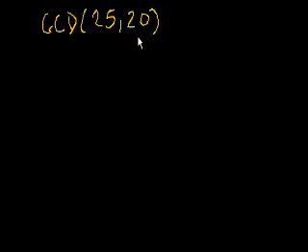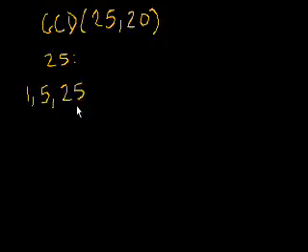What is the greatest common divisor of 25 and 20? Well, let's do it the same way. The factors of 25: well, it's 1. 2 doesn't go into it, 3 doesn't go into it, 4 doesn't go into it, 5 does. It's actually 5 times 5. And then 25. It's interesting that this only has 3 factors. I'll leave you to think about why this number only has 3 factors and other numbers tend to have an even number of factors.